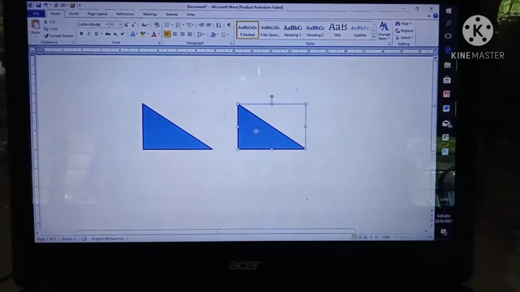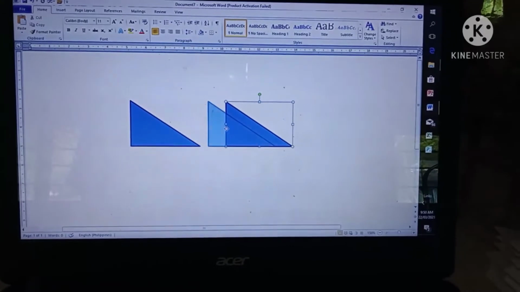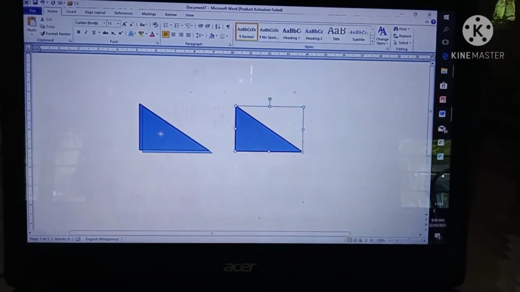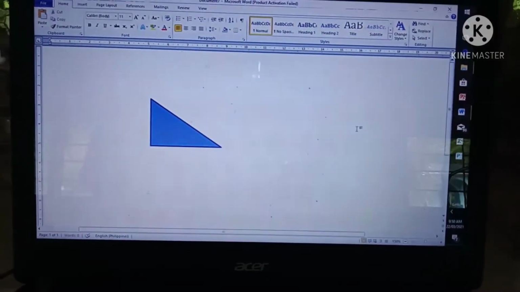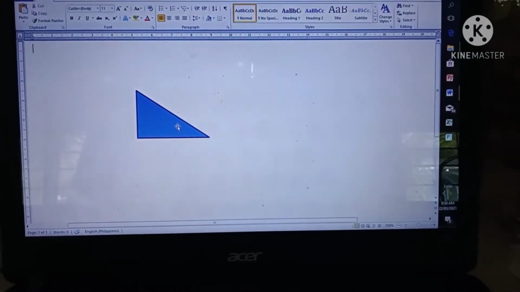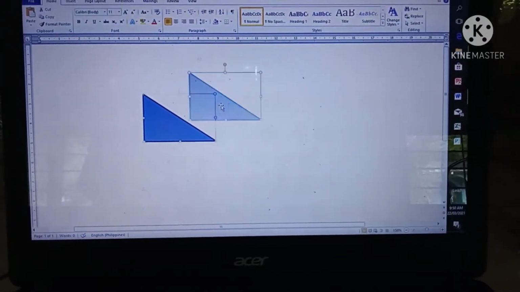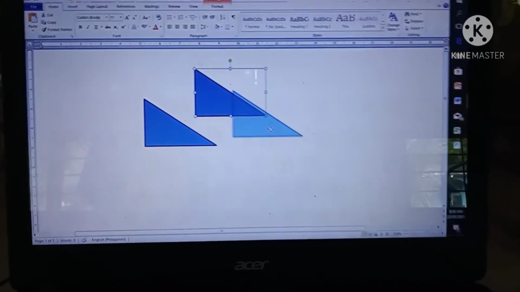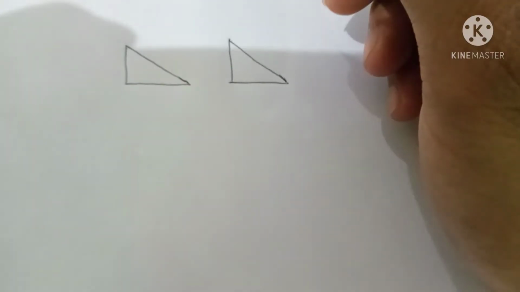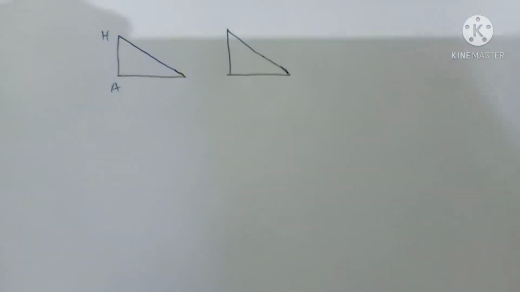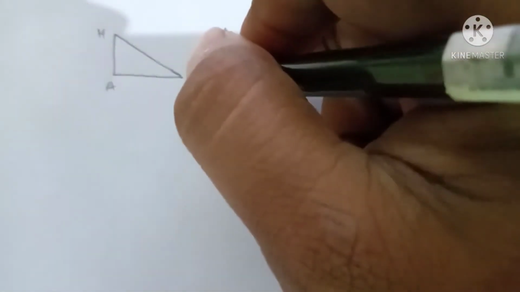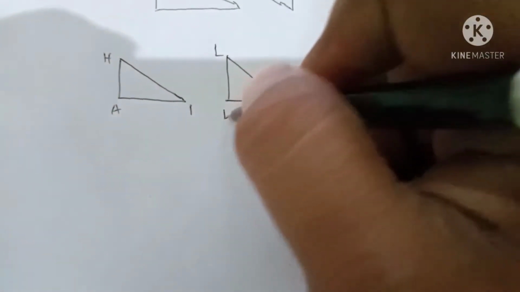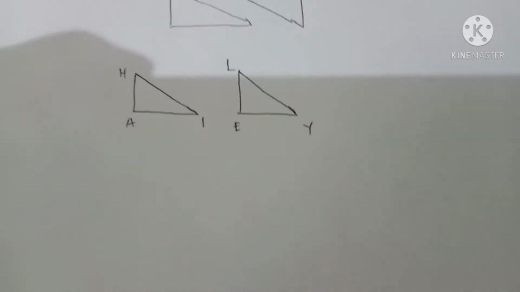Okay, so try nating pagpatungin yung dalawang triangle. Okay, so magkagaya lang ba sila? Okay, let's label this one as triangle HAI, triangle LEY.